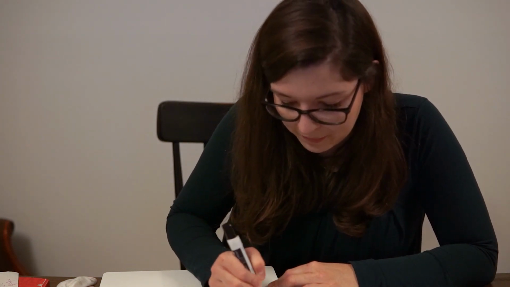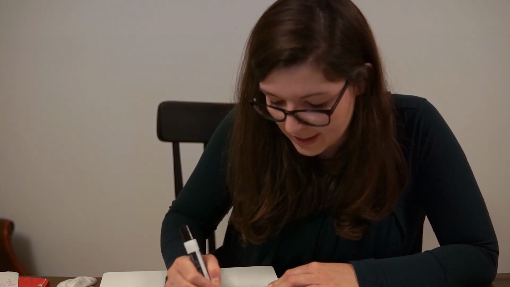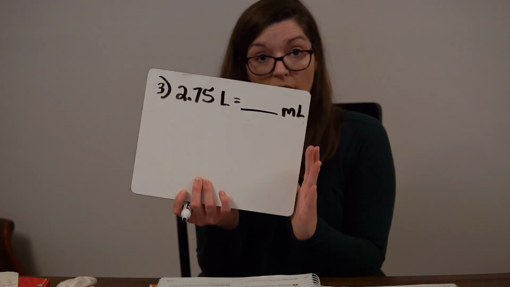We're gonna skip around a little. I'm only gonna work a couple of these with you because I think since this is an old skill, you'll get it really easily. Okay, number 3, 2 and 7/500 liters equals blank milliliters. Okay, we're going from larger to smaller. What are we gonna do? Multiply. 2 7/500 times what? 10 to the third, or 1,000.